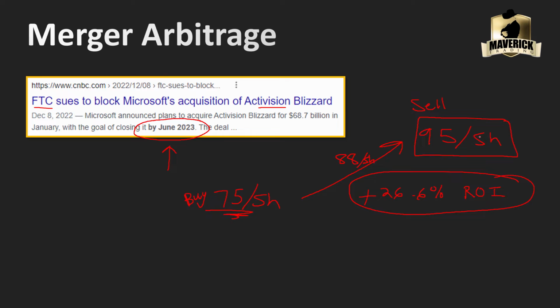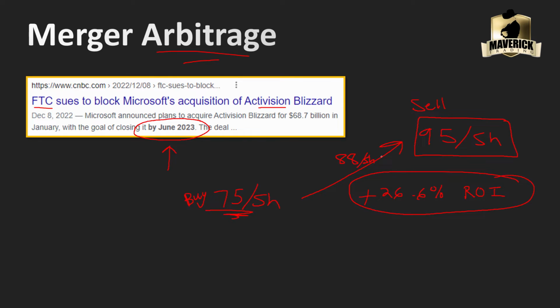Why doesn't it trade to 95? Well, nobody's going to buy at 95 if they are guaranteed to sell at 95, right? So you have to have some profit potential to attract buyers. The more confident the deal is going to go through, the higher it'll trade and the less profit you have to arbitrage out. But let's say it's trading at 88.